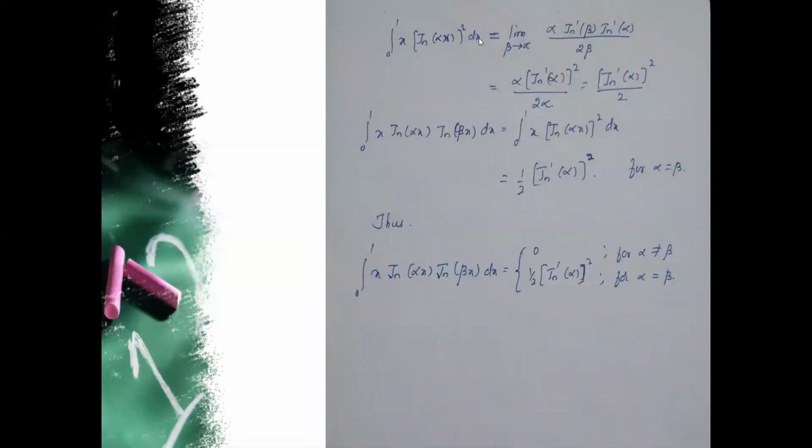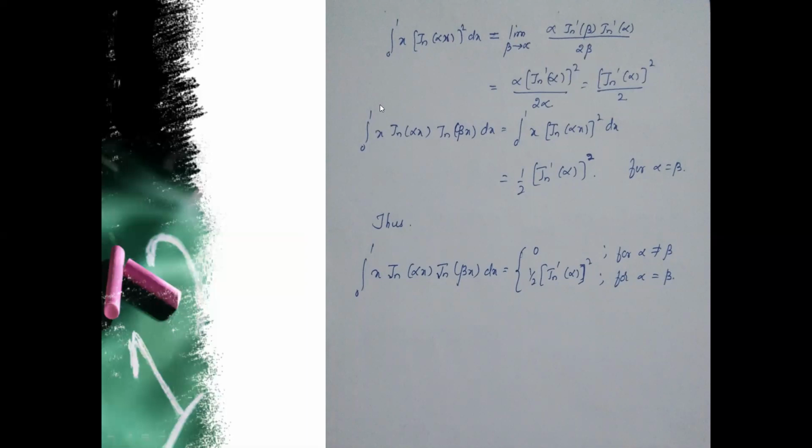Now the LHS is kept as it is. In the RHS, it is differentiated with respect to beta. Alpha is constant, Jn dash of alpha is constant. The derivative of Jn of beta is Jn dash of beta. The denominator is beta square minus alpha square. The derivative of beta square is 2 beta. Alpha is constant, so its derivative becomes 0. Now if we put beta as alpha here, we get alpha Jn dash of beta into Jn dash of alpha, which is Jn dash of alpha whole square, and in the denominator, again putting beta as alpha, it becomes 2 times alpha. Alpha cancels, and we are left with Jn dash of alpha whole square divided by 2.